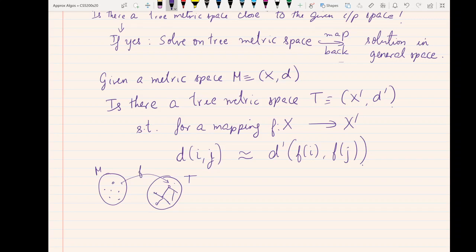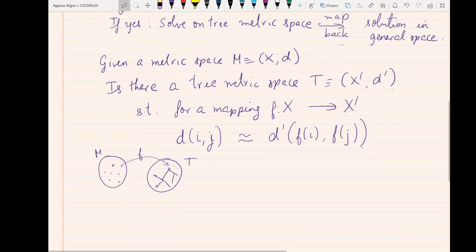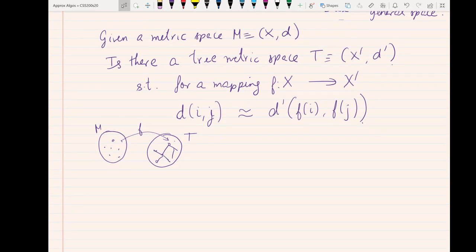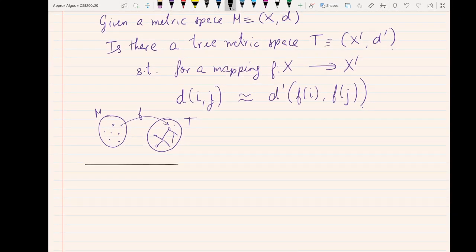Now let's see this in action with a simple example to clarify the concept. Suppose my original metric space was specified by a graph on 3 vertices which form a triangle. So d of AB is equal to d of BC is equal to d of AC is equal to 1. Now, is there a tree that can exactly reproduce these distances?